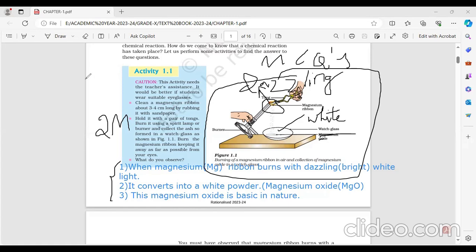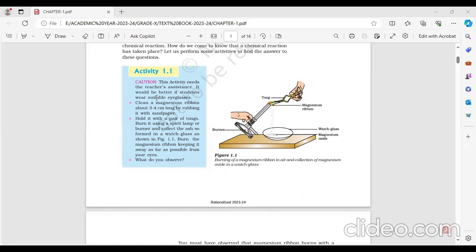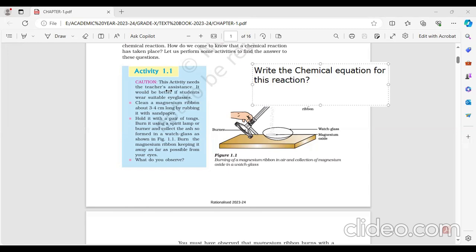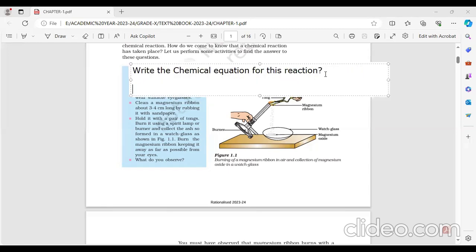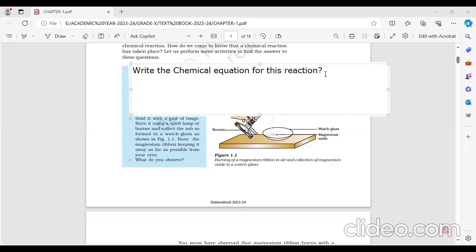Now sometimes he may ask you to write the chemical equation for this reaction. Understood? I'll use one more color. This is how the question can be framed: write the chemical equation for this reaction. Which reaction is it? The burning of magnesium ribbon, converting it into magnesium oxide. To do this, what is important? A gas also helps us. Which gas is it? Oxygen gas.